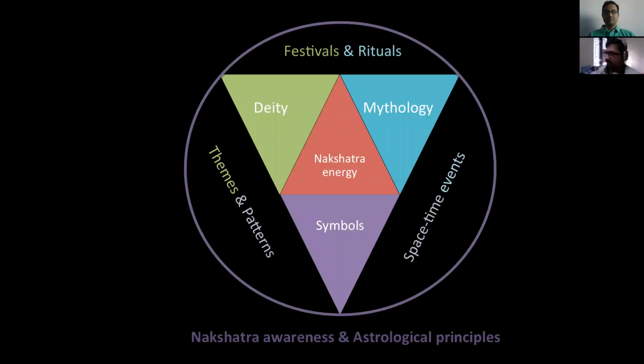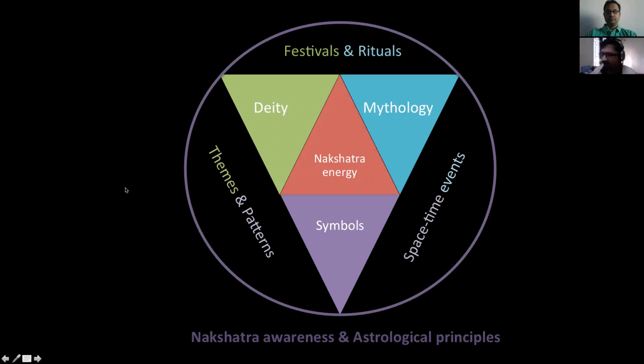And I'm showing the same work which I showed in all my previous presentations. How the nakshatra energy expresses itself through its deity, through its mythology, through the symbols, and how deities and mythology can interact together in festivals and rituals. Deities and symbols can interact and express themselves through themes and patterns. Now, symbols and mythology express themselves through space-time events. And all of this can be analyzed using nakshatra awareness and other astrological principles.